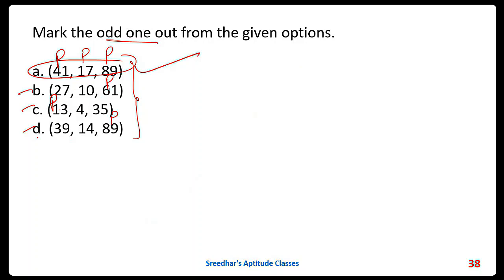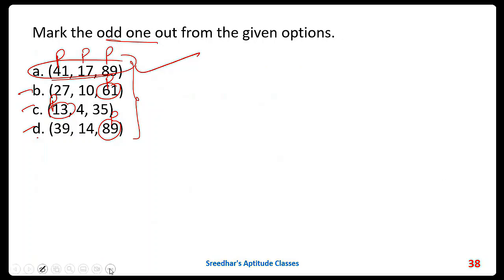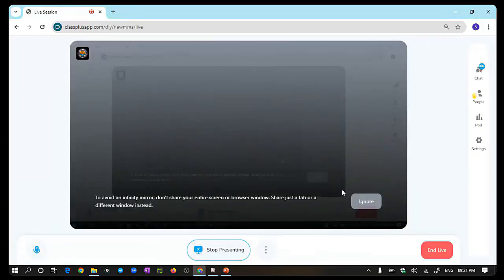In B, C, D, there is only one prime number in the group of numbers, but in A, all three are prime numbers. So that is the odd man out. Okay, right. Next question. That's all about these questions. Abstract reasoning. These are the questions which I've gathered from a recent exam.